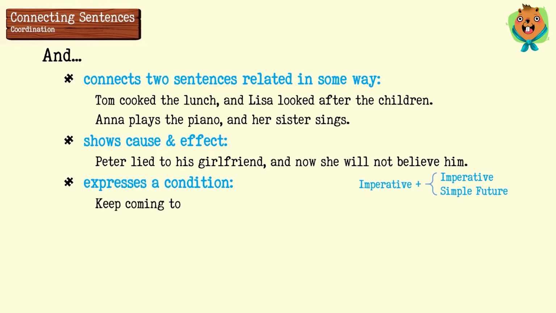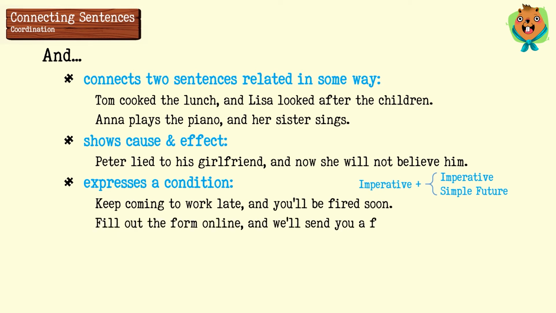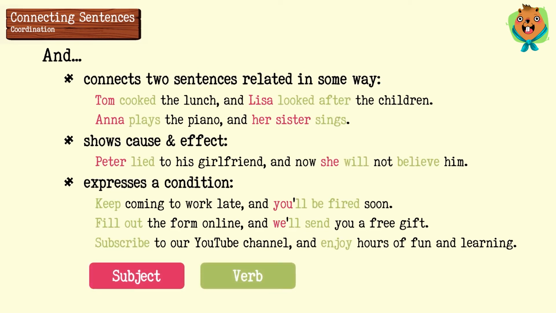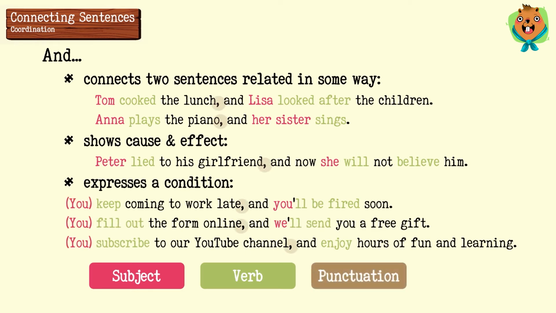For example, keep coming to work late and you'll be fired soon. Fill out the form online and we'll send you a free gift. Subscribe to our YouTube channel and enjoy hours of fun and learning. Notice that like all sentences connected by coordination, we have subjects and verbs on both sides. In case of imperative sentences, you may not see a subject, but the subject you is implied. We also have a comma before the conjunction, and we are using different meanings of the conjunction based on what we need to say.